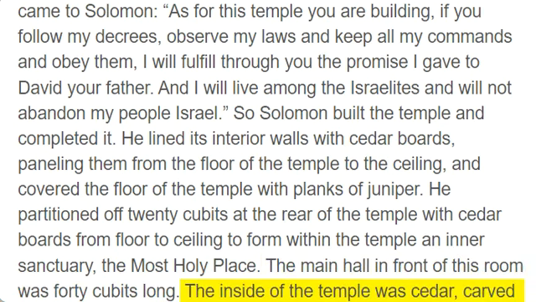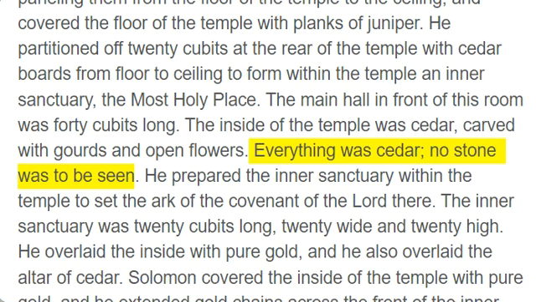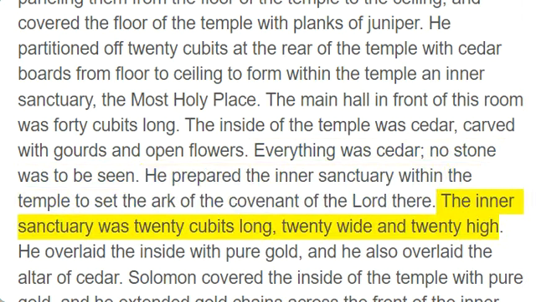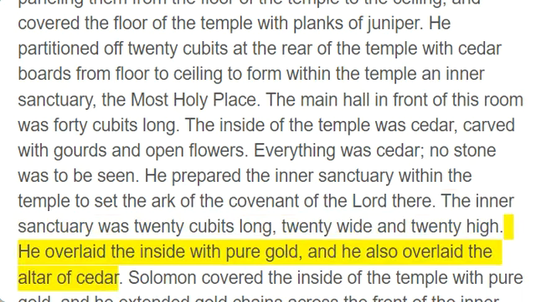The inside of the temple was cedar, carved with gourds and open flowers. Everything was cedar, no stone was to be seen. He prepared the inner sanctuary within the temple to set the Ark of the Covenant of the Lord there. The inner sanctuary was 20 cubits long, 20 wide, and 20 high. He overlaid the inside with pure gold, and he also overlaid the altar of cedar.